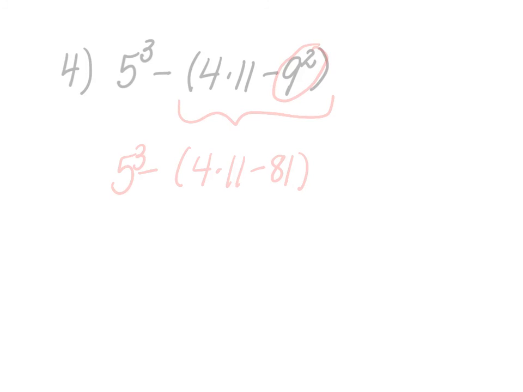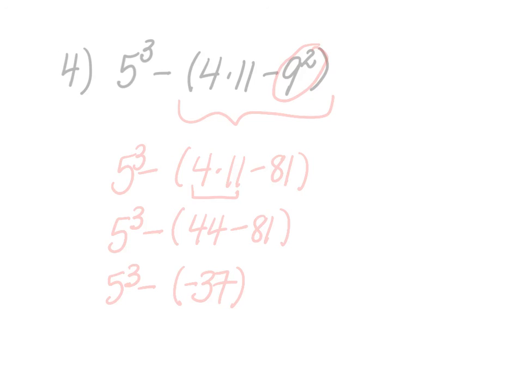So now I need to do my multiplication. 4 times 11 is 44. So this becomes 44 minus 81. And then I'll bring down the rest of my problem. Still working within my grouping symbol. So 44 minus 81 is a negative 37. So we have 5 cubed minus a negative 37.